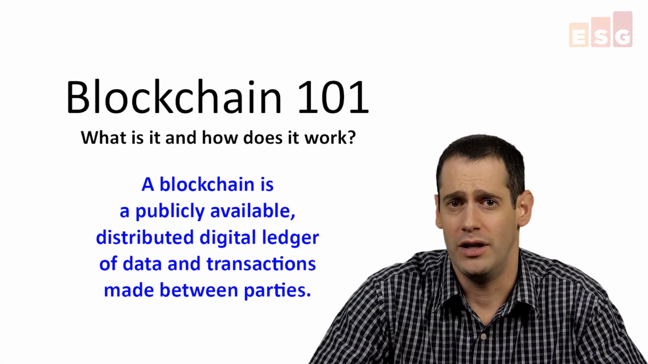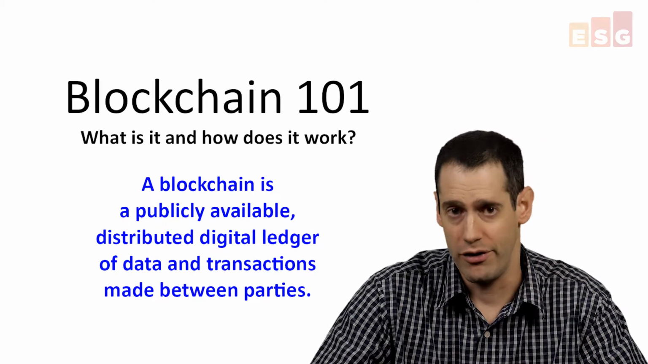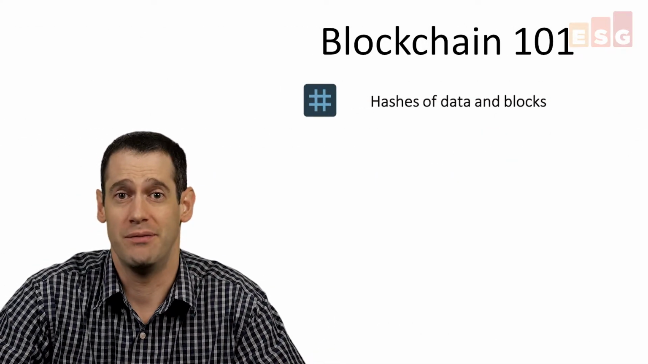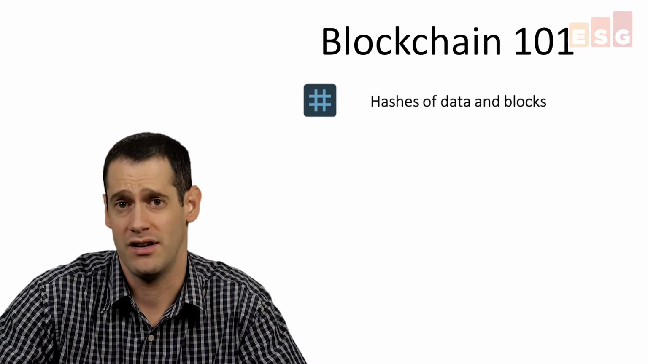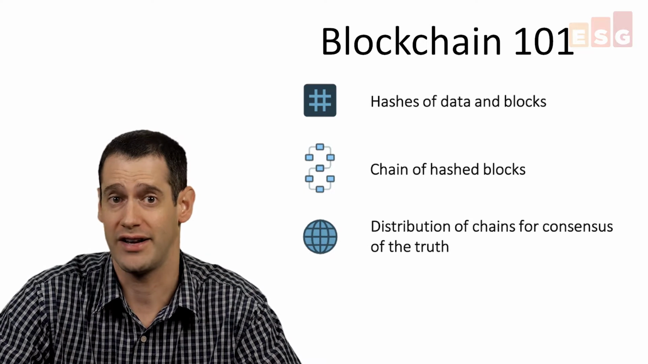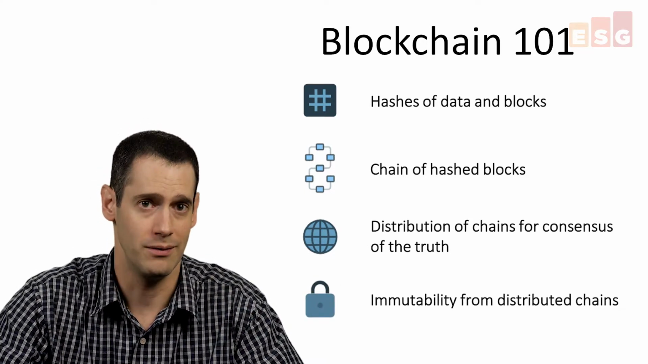Blockchain is a publicly available distributed digital ledger of data and transactions made between parties. Data gets hashed. The hashed data gets placed in blocks based on a predetermined block size. Blocks get chained together. The chains get distributed to provide a consensus of the truth, and through that distribution, immutability is provided. Let's start with hashing.